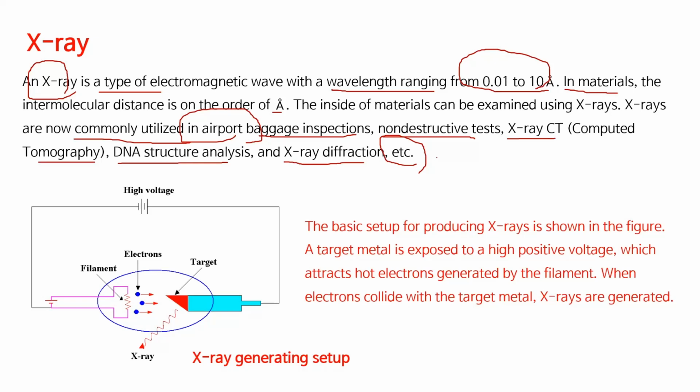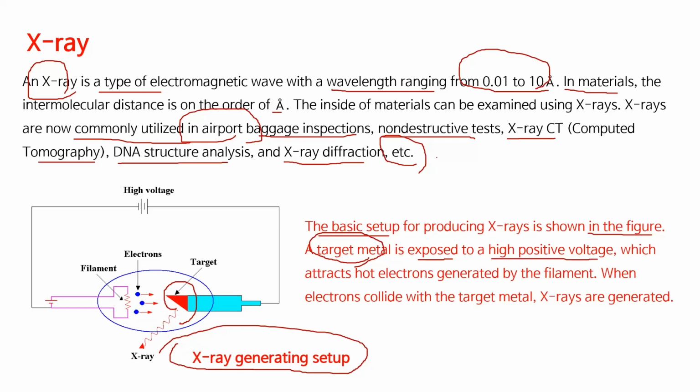Well, this shows the X-ray generation setup. So this basic setup for producing X-rays is shown in this figure. The target metal is exposed to a high positive voltage, which attracts hot electrons generated by the filament, the electron gun.